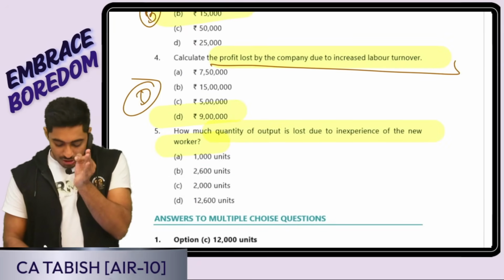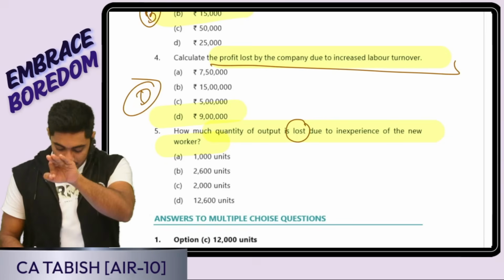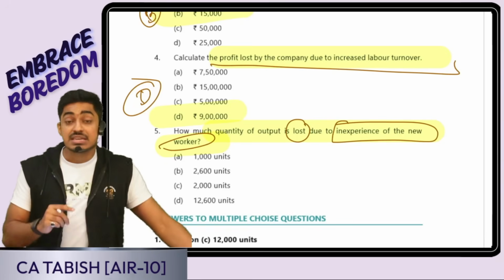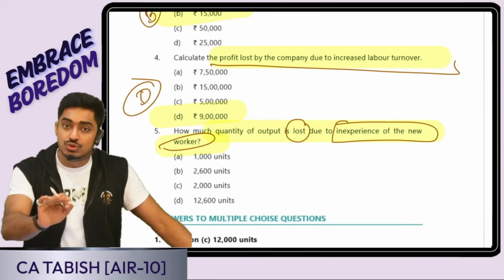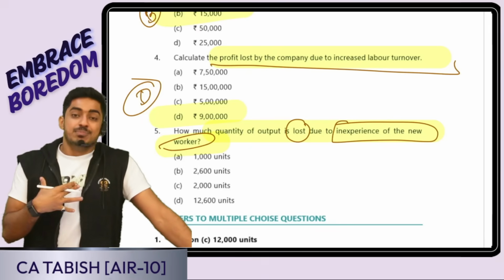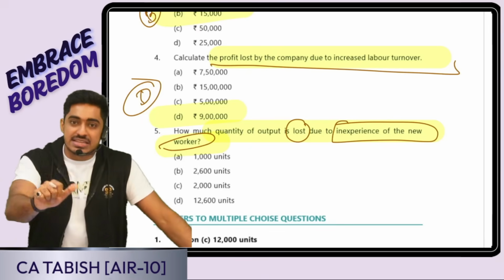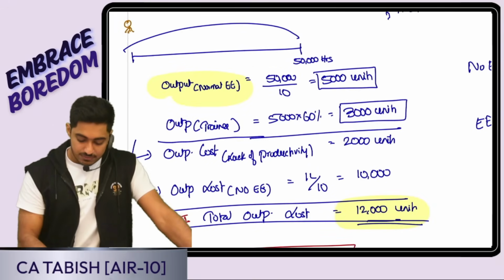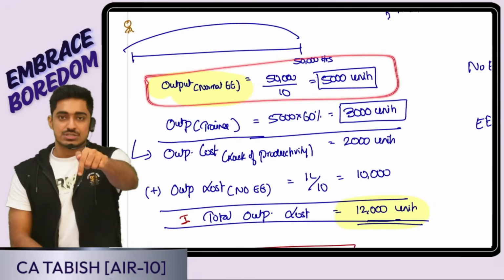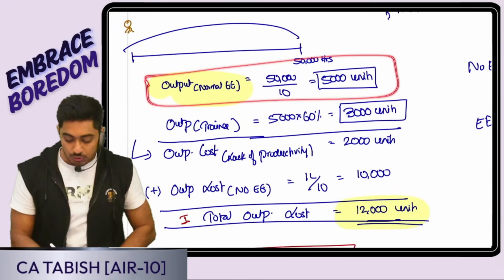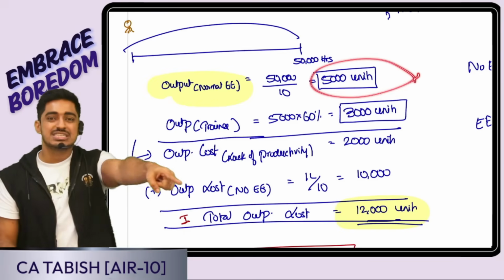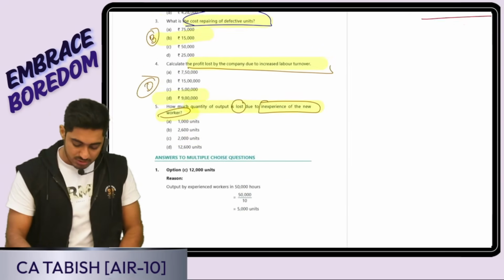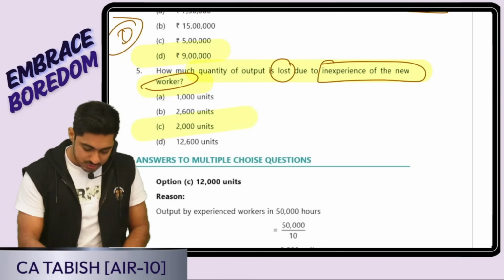Yes, the fifth one. How much quantity of output is lost due to inexperience of the new worker? Because this new worker was not experienced, how much output did we lose? Tell me, students, how many hours of training was there? Yes, 50,000 hours. In those 50,000 hours, a normal employee would have produced 5,000. Because this bacha trainee was there, he produced only 3,000. That means 2,000 units were lost because of inexperience. This option is C.